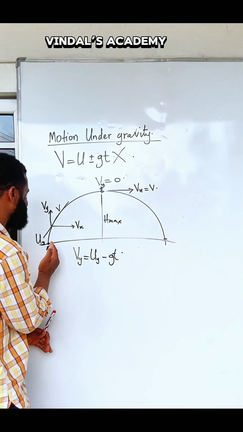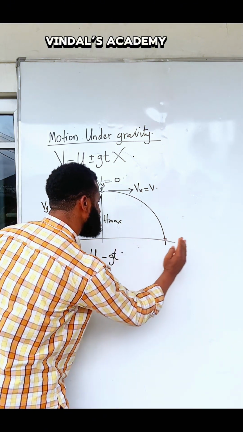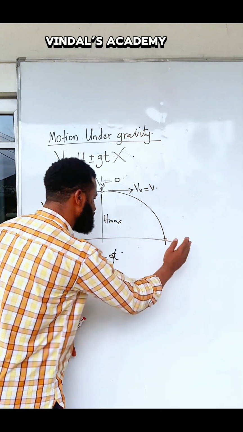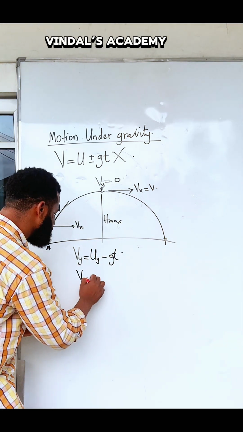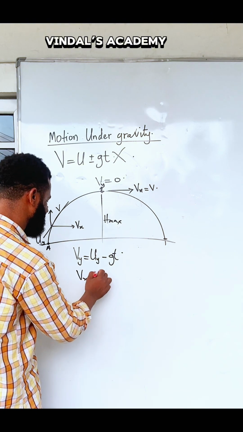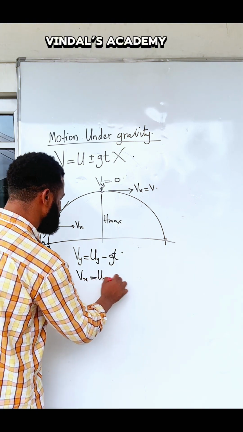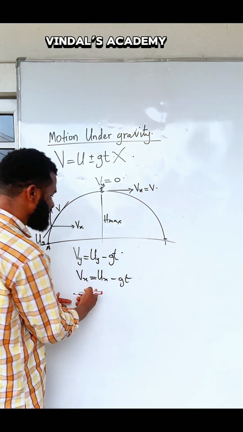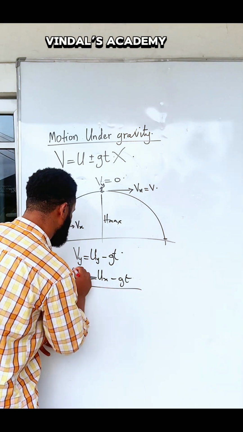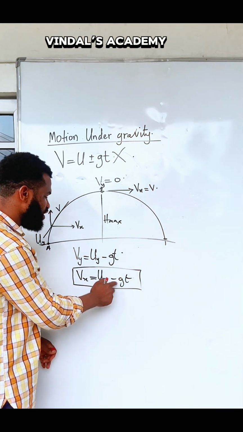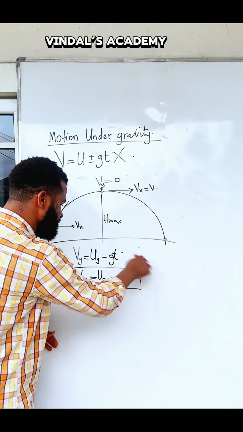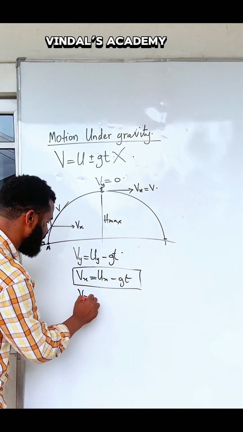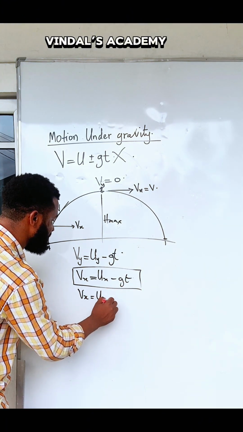However, if I want to consider the horizontal dimension, the horizontal velocity, I'm going to use V sub x, which is going to be equal to, if there is anything like, u sub x minus gt. Now, in this case, this is wrong as well. Why? Because g does not act on the horizontal dimension. So everything here is going to be 0. So this v sub x is going to be the same thing as u sub x.